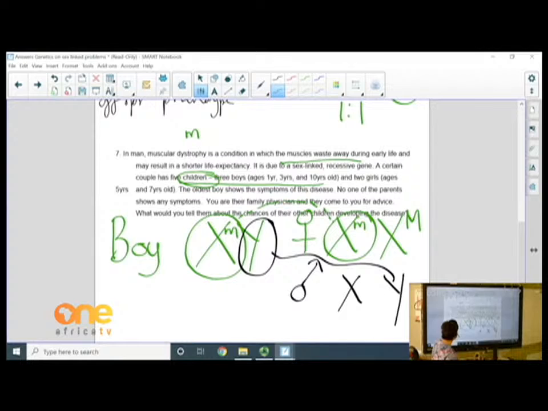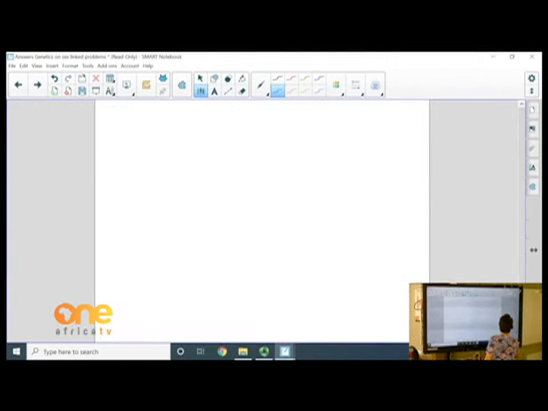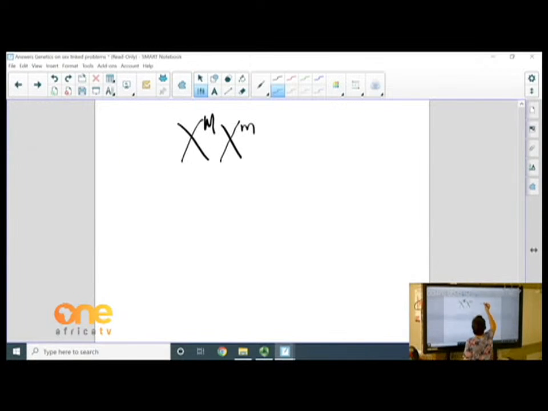Now what's the question? You are the family physician and they come to you for advice. What would you tell them about the chances of the other children developing this disease? So now we will need to make a Punnett Square in order to help us sort this problem out. So let's insert a Punnett Square here. The mother, the father, this, because he does not have the gametes.